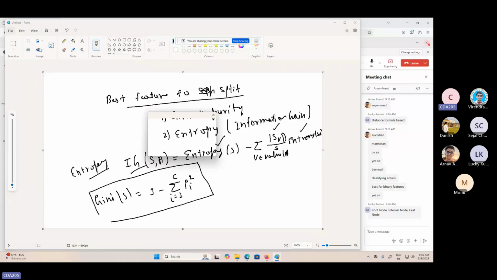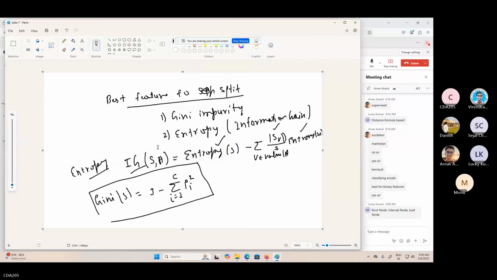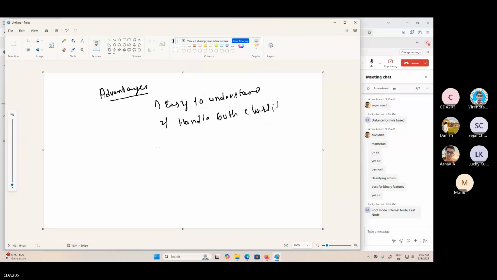What are the advantages and disadvantages of the decision tree? When we come to the advantages, the first is that it is easy to understand. The second is that it can handle both classification and regression.